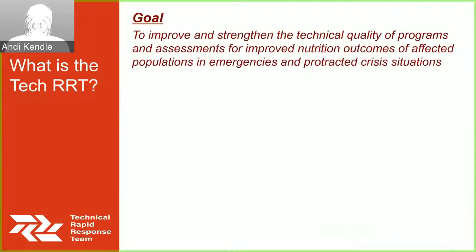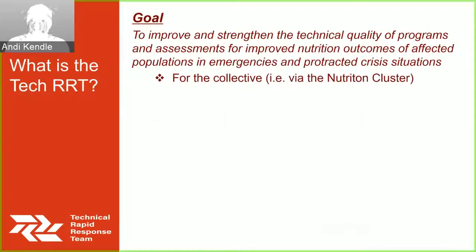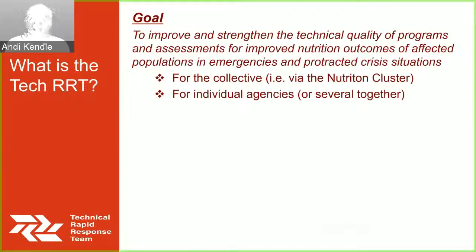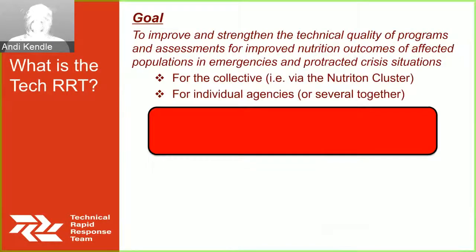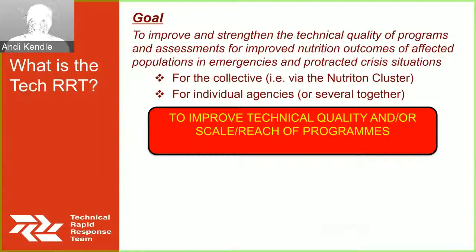Our goal is to improve and strengthen the technical quality of programs and assessments for improved nutrition outcomes of affected populations in emergencies and in protracted crisis situations. It can be for the collective, meaning through the nutrition cluster or nutrition coordination platform. That's been one of our mainstays since we started, but we've broadened our support to be able to support individual agencies or several agencies together that want to make a request for support. The idea is to improve the technical quality and/or scale and reach of programs. It's not about gap filling for human resource gaps, though.